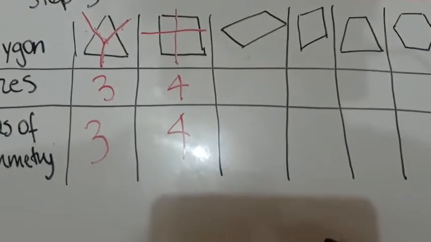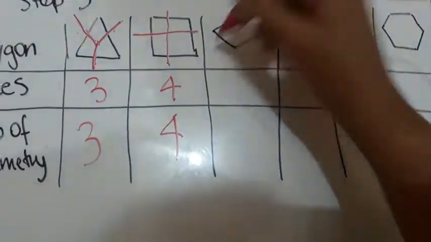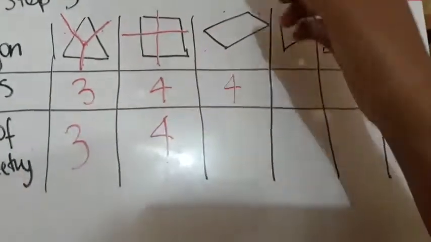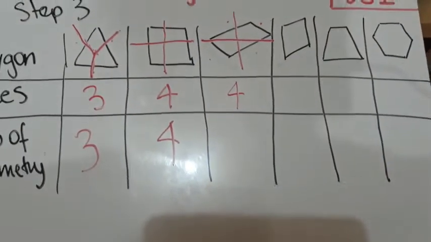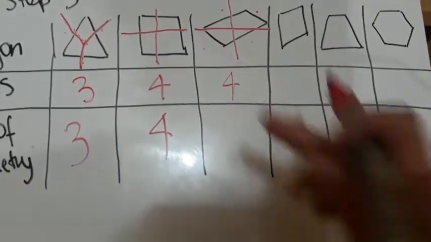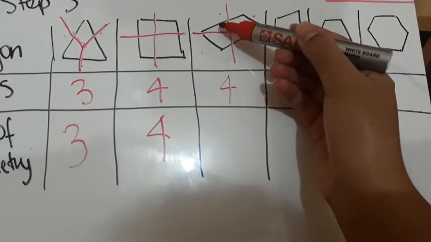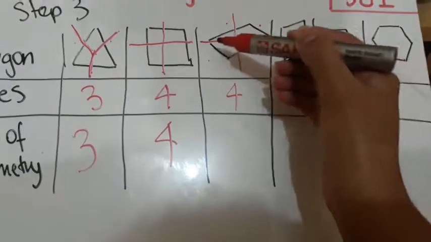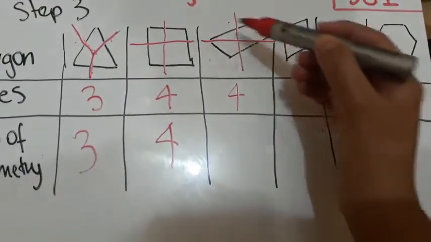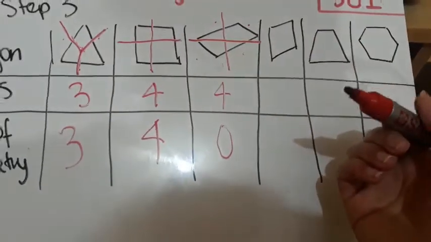Okay, let's go with the parallelogram. We are going to count the amount of sides we have. 1, 2, 3, and 4. Okay, now we are going to find if we have line of symmetry. We are going to make this. If you can notice, we don't have line symmetry. These ones are totally different. This one is not the same here. This one is not the same here. And this one is not the same here. So we have totally different sides. So we're going to write 0 because they are not equal.